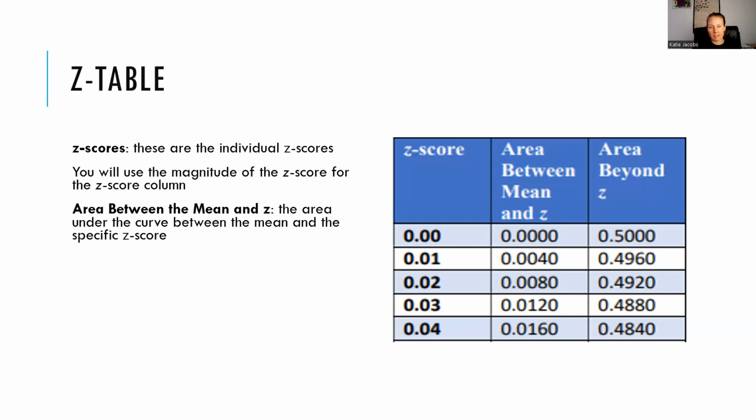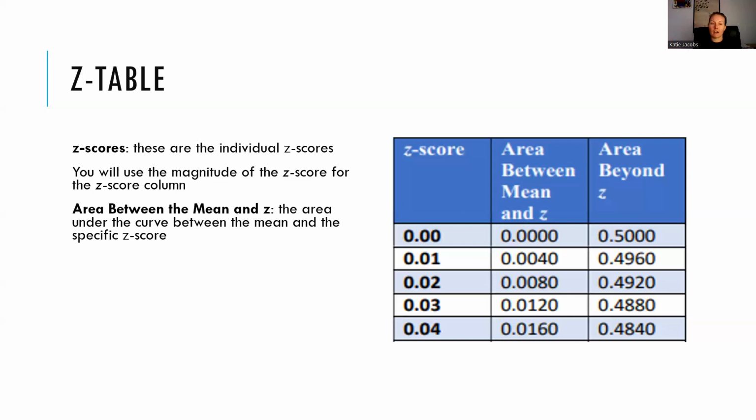So when we see the area between the mean and Z, we can plot Z-scores onto here. Let's say we have a Z-score of 1. You'll see because it was positive, it's to the right of the mean. And so the area between the mean and Z is the area under our normal curve between the mean and whatever Z-score we're looking at.